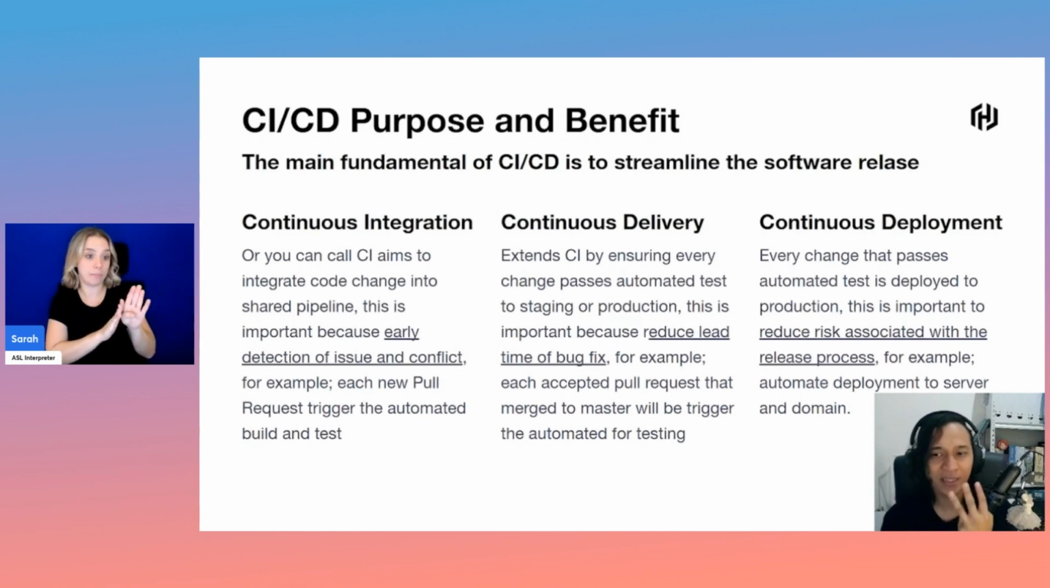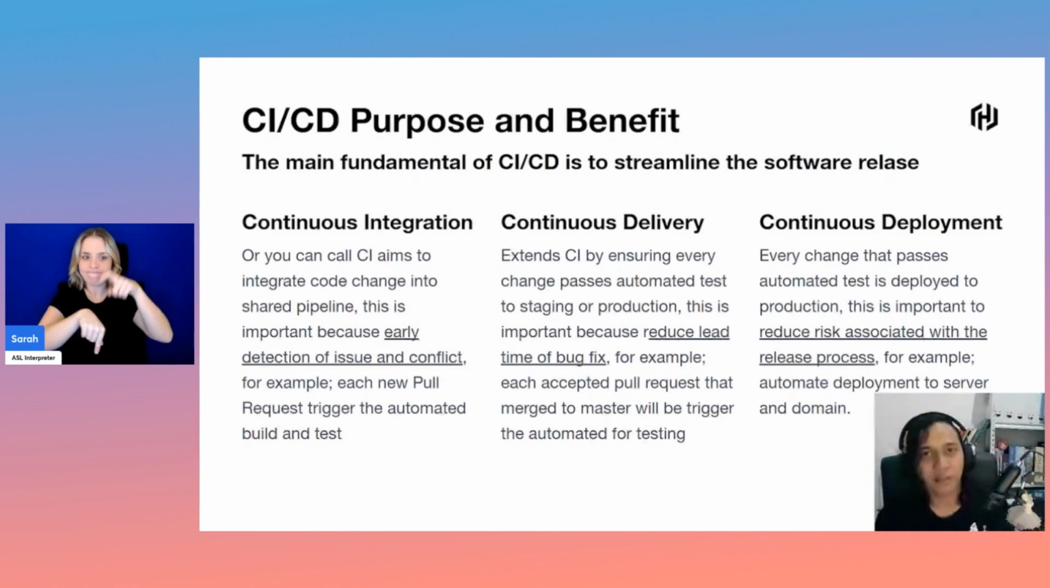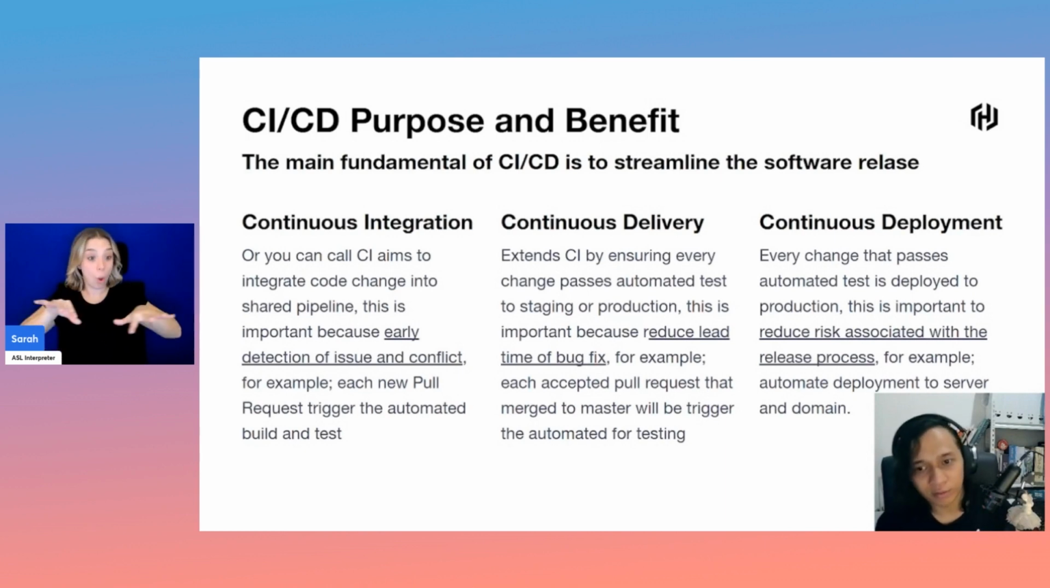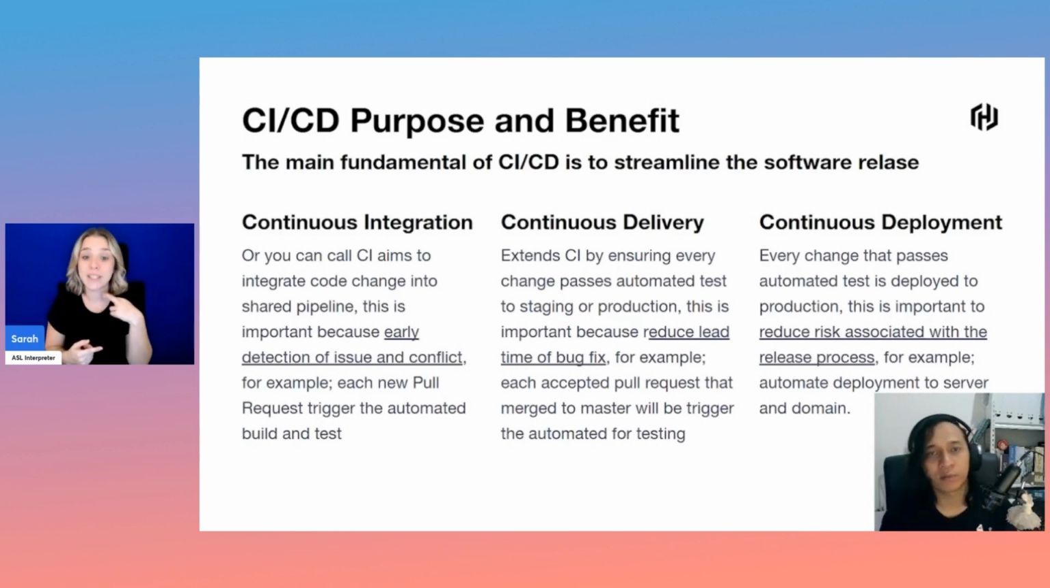There are commonly three stages. Integration, where the importance is early detection of issues and conflicts. The delivery stage shows how important it is to reduce the lead time of bug fixes, like implementing automation for testing. And lastly, the deployment, the importance of reducing risk associated with the release process. For example, automated deployment to the server and domain. And that's the meaning of CI/CD.